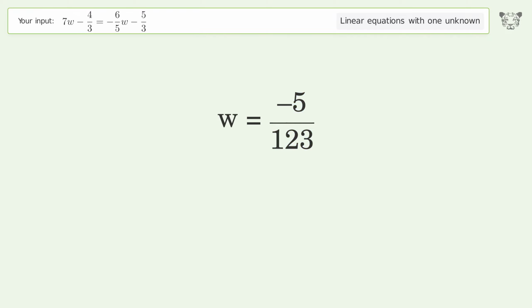And so the final result is w equals -5/123.